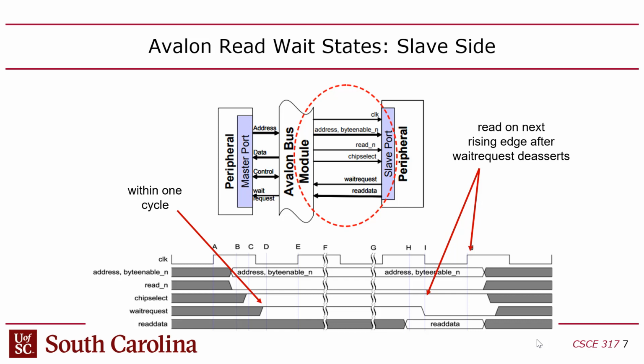So the read data comes on the next rising edge after wait request deassert. So wait request deasserts here, and it's the next rising edge that the bus module is going to sample that read data. That makes sense? Okay.